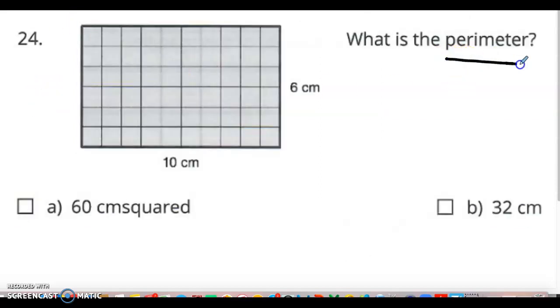Okay, perimeter is the distance all around it, and opposite sides are equal. So this is 10, this is 6. So you're going to add up 10 plus 10 plus 6 plus 6, and that would be the perimeter.